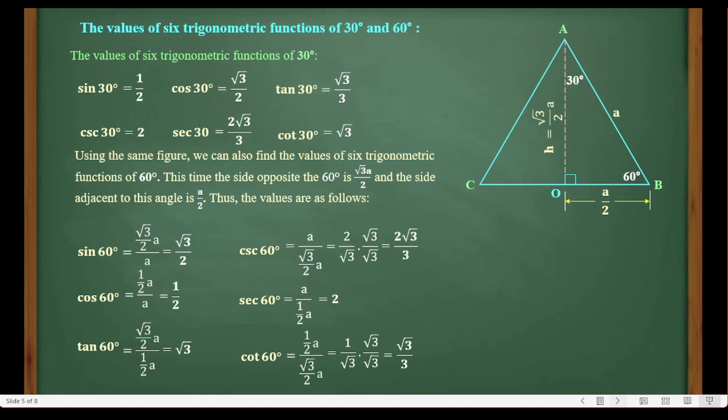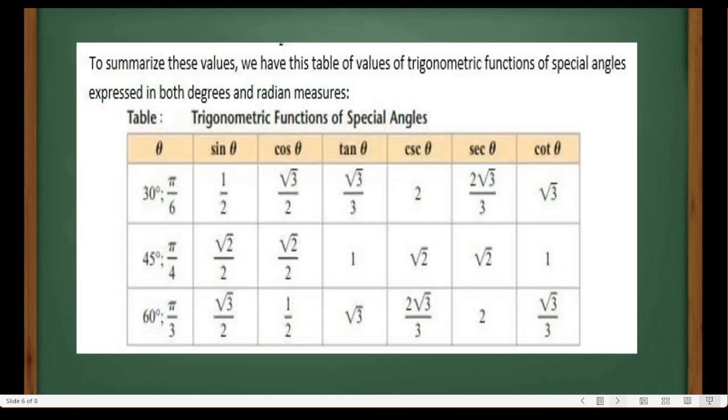So all in all, we have how many trigonometric functions of special angles? We have 18. Okay? 6 for 45 degrees, another 6 for 30 degrees, and 6 more for 60 degrees. And you must memorize those 18 trigonometric ratios of special angles. And this is the table.